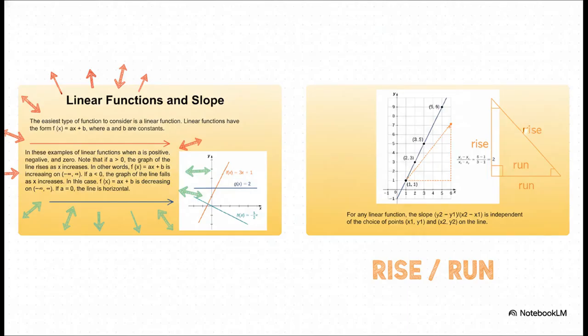Okay, so check this out. The number you get for the slope actually tells you a lot. See that red line? It has a positive slope, so it's going up. The green one has a negative slope, so it's heading down. And what if the slope is 0? Well, you get a totally flat, horizontal line. And how do we find that number? It's that classic rise over run calculation, just the vertical change divided by the horizontal change between any 2 points on the line.